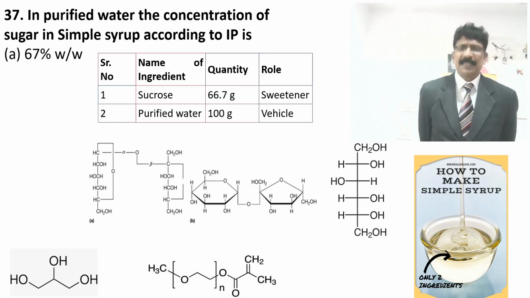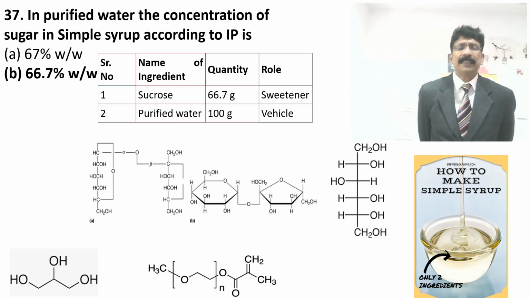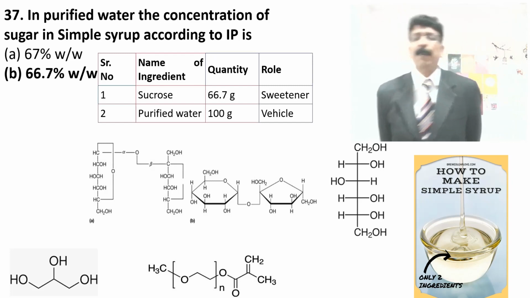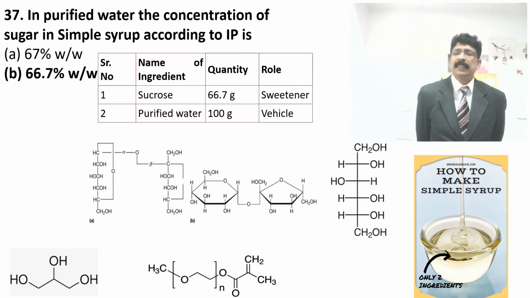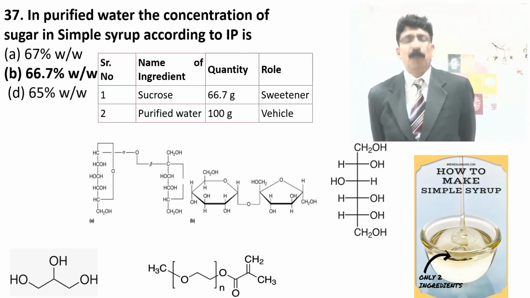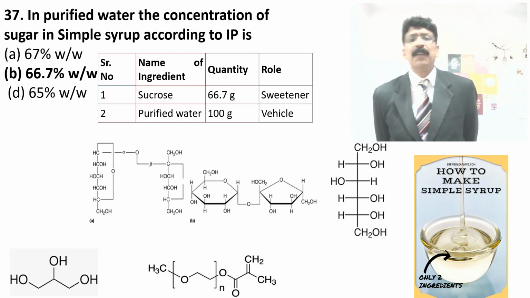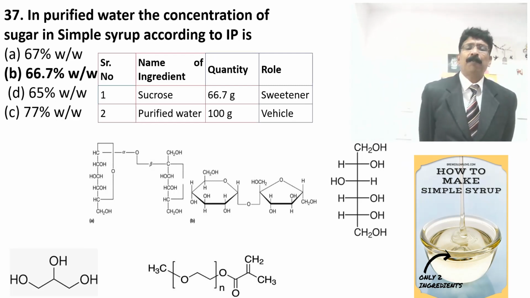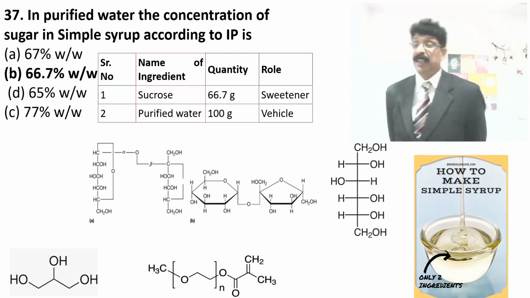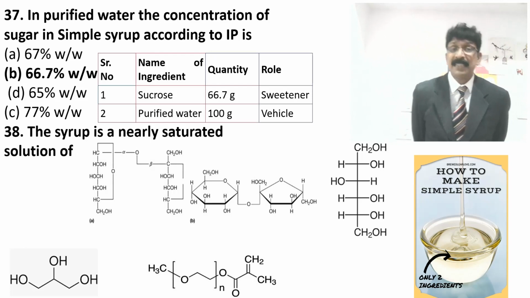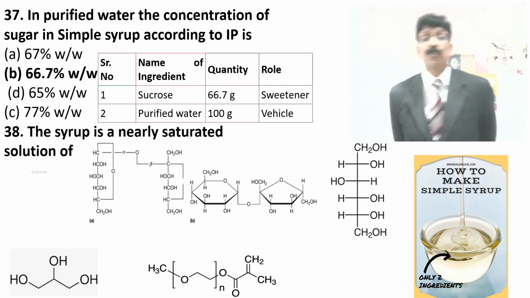So they have given, in purified water, the concentration of the sugar in a simple syrup according to IP. It is 67? No. 66.7 actually. That is correct. According to IP, simple syrup concentration is 66.7 weight by weight. And 65% weight by weight is no. 77% weight by weight, no. And the syrup is a nearly saturated solution.